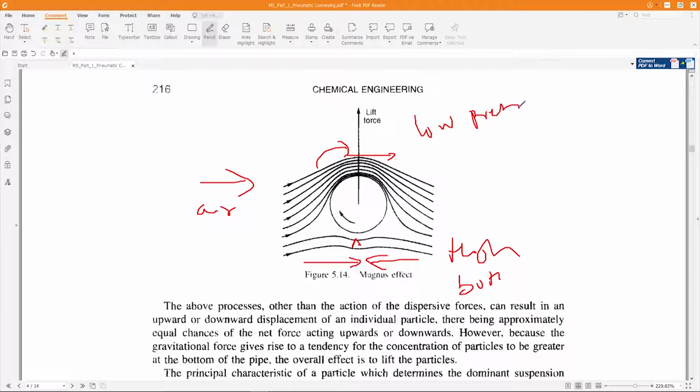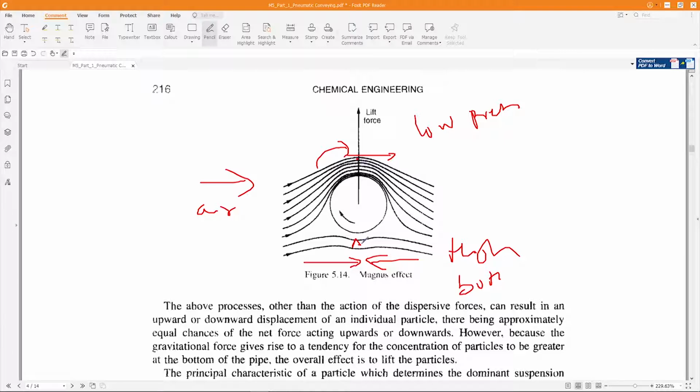Because the air is moving so fast, at any instant of time the pressure will be less. The air will be less at that particular point. There will be no air at that point.